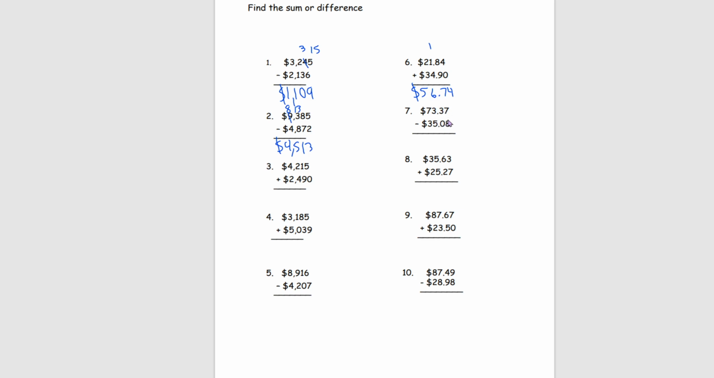For number 7, it's the same thing, but we're subtracting this time. Since 7 minus 8 is not possible, we borrow 1 from here, it turns into 2. It becomes 17. 17 minus 8 is 9. 2 minus 0 is 2. Carry down the decimal. 3 minus 5 is not possible, so we borrow 1 from here. This turns to 6, this turns to 13. 13 minus 5 is 8. And 6 minus 3 is 3. So number 7 is $38.29.